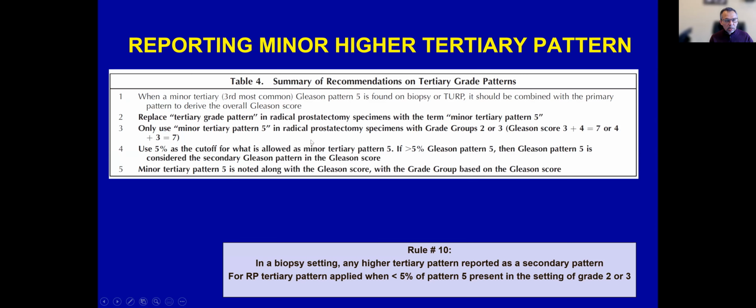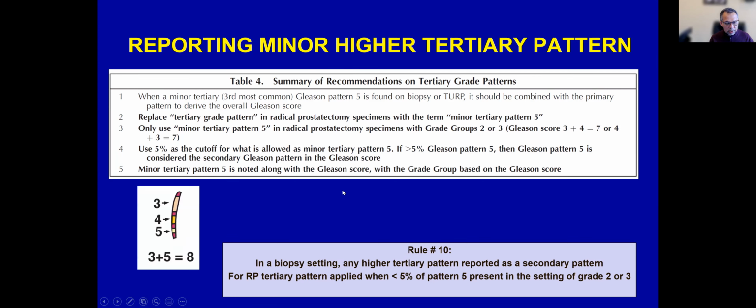Some rules about the tertiary patterns. When you see a higher tertiary pattern in a biopsy, you never use the term tertiary pattern. In a situation where you have a primary pattern of 3, a secondary pattern of 4, and a higher tertiary pattern 5, you combine the primary and the worst pattern to derive the score. So an example like this is 3 plus 5 equals 8. But in radical prostatectomy, when you see less than 5% of pattern 5 in the setting of grade group 2 or 3 prostate cancer, you refer to that as a minor tertiary pattern component.